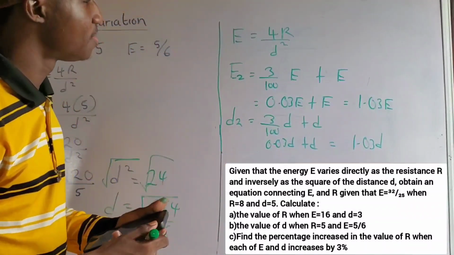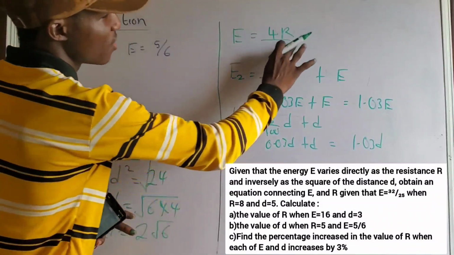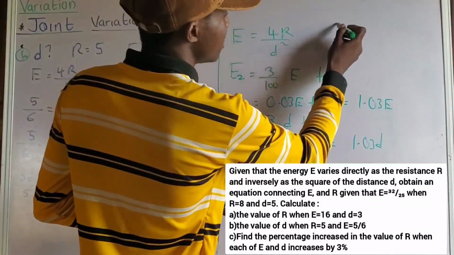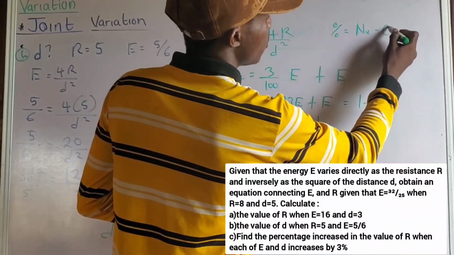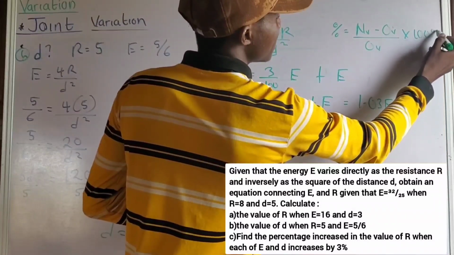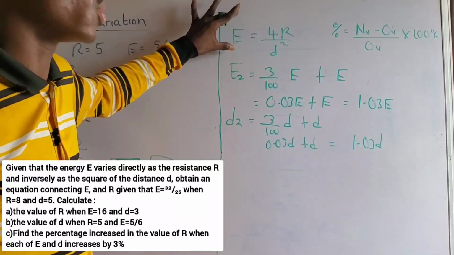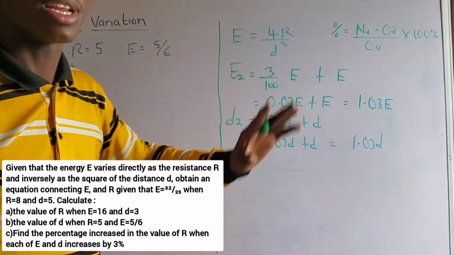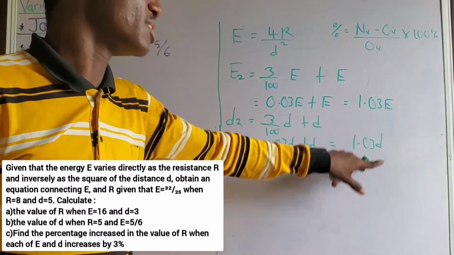Next step is to make r the subject. Don't forget that it is the increment of r that we are looking for, and the percentage increase. Percentage increase equals the new value of the variable minus the old value of the variable, all over the old value of the variable, multiplied by 100%. We have already said that this is the initial value, the old value. The old values of the initial variables are e, d, and r. Now, when we increase e and d by 3%, we have 1.03e and 1.03d.